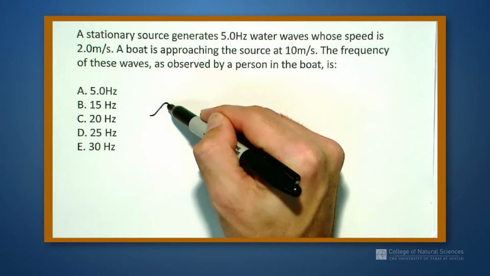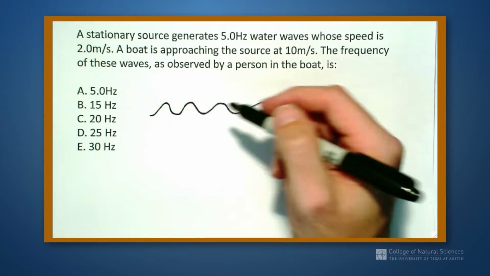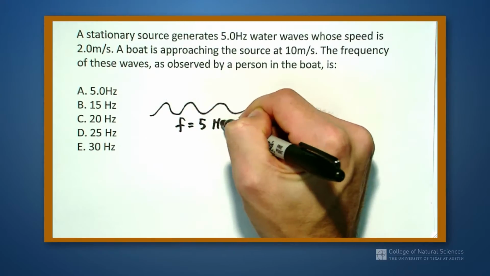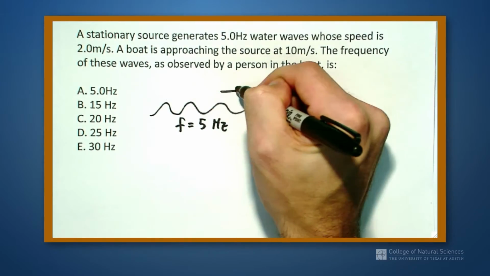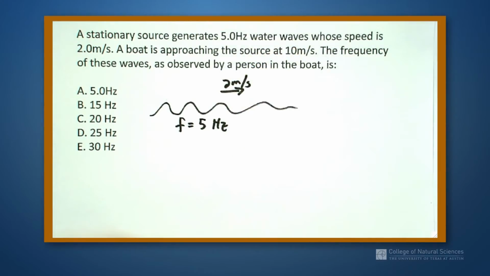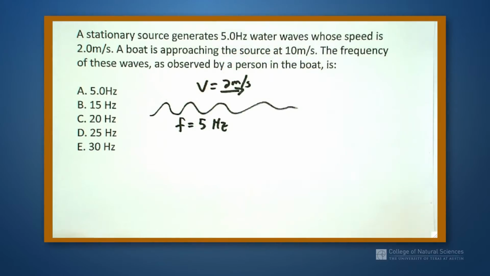So we have our waves, and we know that they have a frequency of 5 Hertz. And they're moving at 2 meters per second. This is what they radiate at. So this is going to be the velocity of our wave itself.